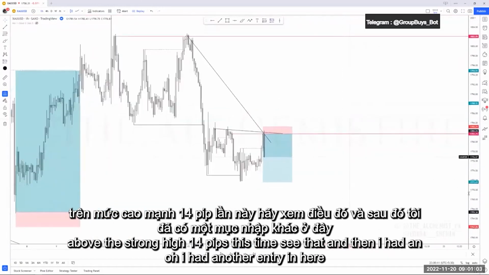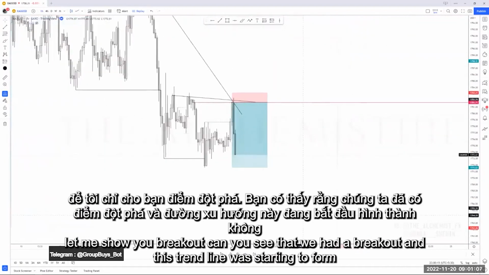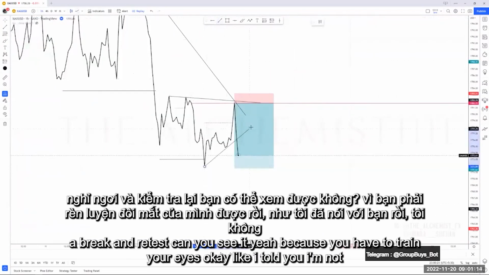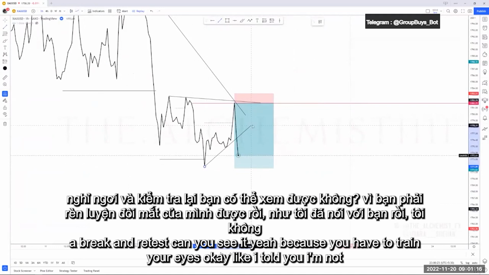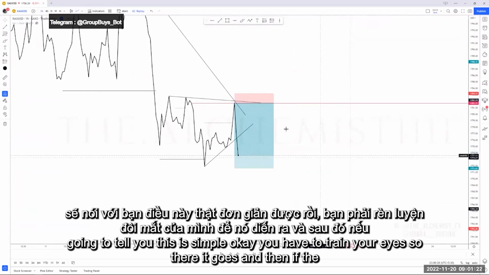And then I had another entry in here. Let me show you. Breakout. Can you see that? We had a breakout and this trend line was starting to form. A break and retest. Can you see it? Okay, you'll have to train your eyes. Like I told you, I'm not going to tell you this is simple.